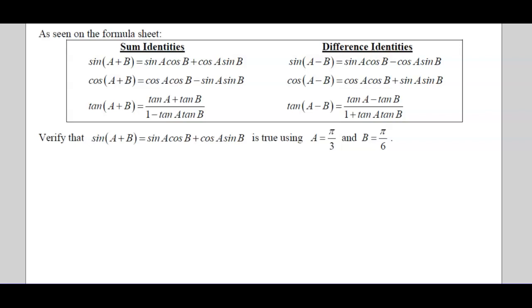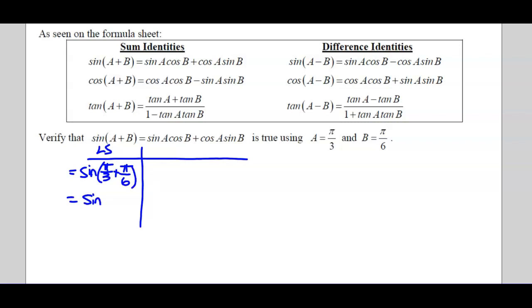Okay, so now we're going to verify using those two values. So here, now our left side. We did the left side before, right? These are the same angles. That's equal to 1. Now do the right side.